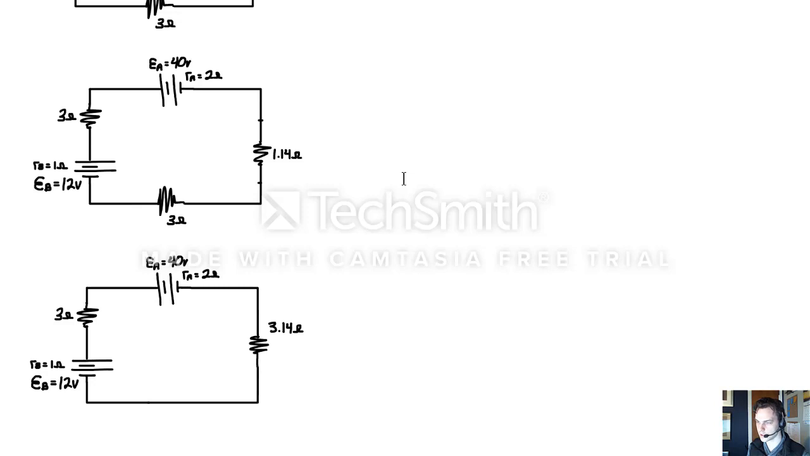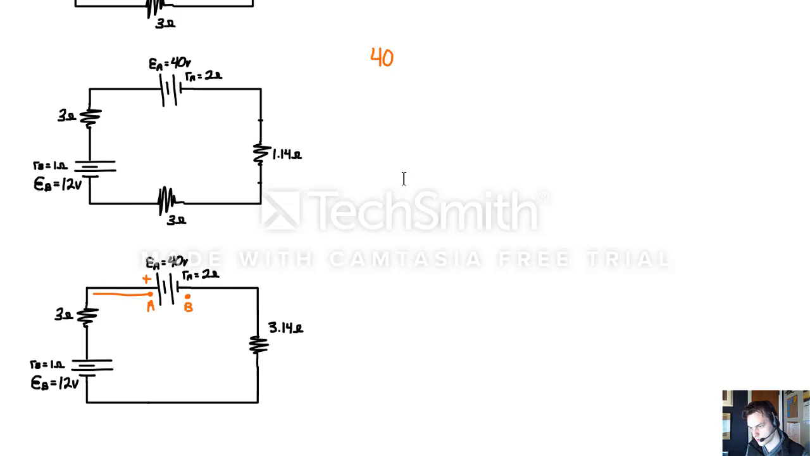This is one of those situations where there's more than one source of potential, so it would be prudent to apply Kirchhoff's loop rule. Say I decided to start here at what I'll call point A, and here at what I'll call point B, and travel along my loop. I start at the positive end of a battery with an EMF of 40 volts. Kirchhoff's loop law states that all the voltages in such a loop add to 0, so I start at point A with 40 volts.